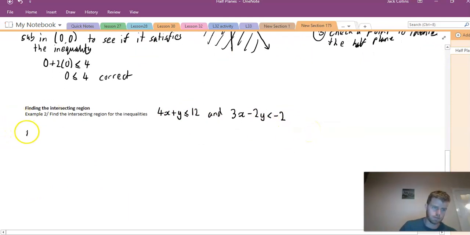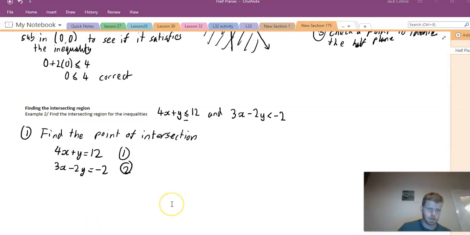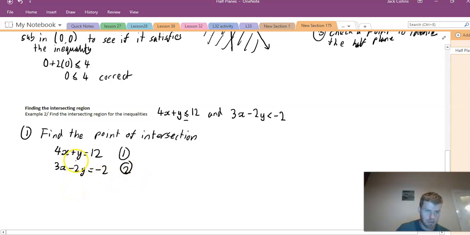So step 1 is to find the point of intersection. Now, once again, this doesn't need to have inequalities in there, so it's a lot easier if we just take them as equal signs now to find that point of intersection for these two equations. So we have 4x plus y equals 12 as our first equation, 3x minus 2y equals negative 2 as our second equation here. So if we're going to find that point of intersection, we need to either do substitution or elimination.